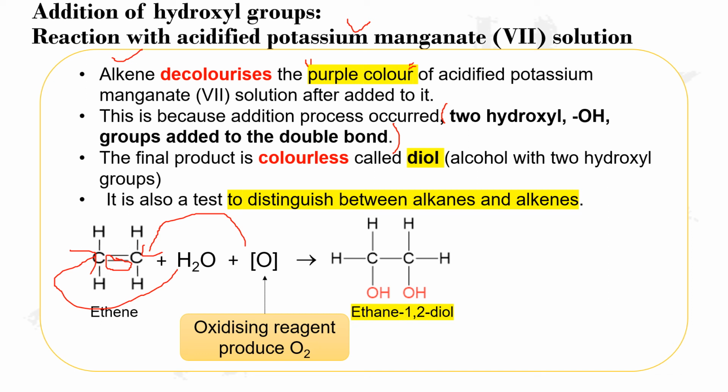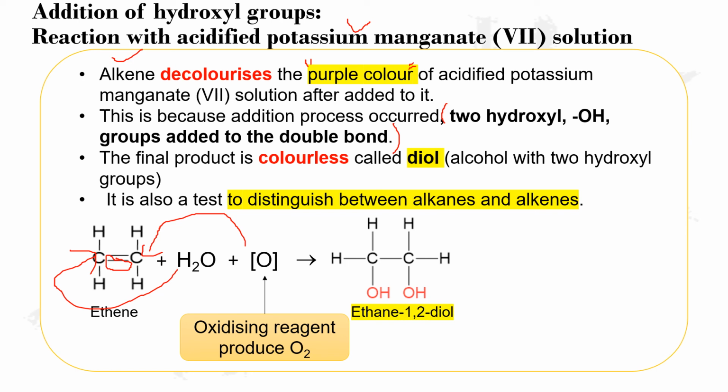Okay, this is also a test to distinguish between alkanes and alkenes. Why? If you want to differentiate which one is alkane, which one is alkene, just add alkane to the potassium permanganate solution. There will be no change of colors. It will still remain purple. If you pour alkene to it, it will change from purple to colorless. Then you can conclude that this one is alkene.